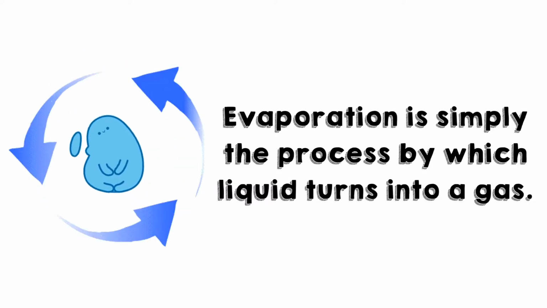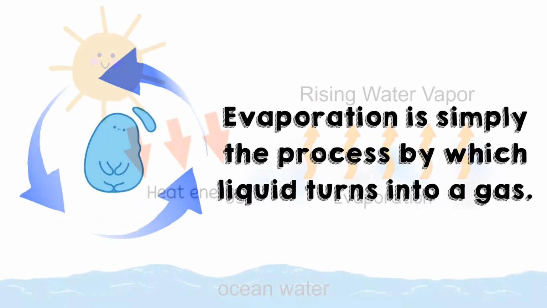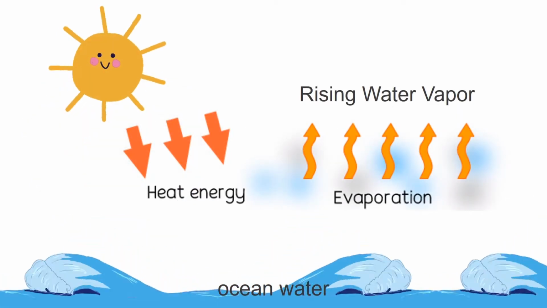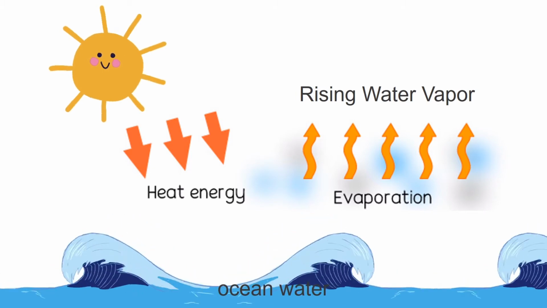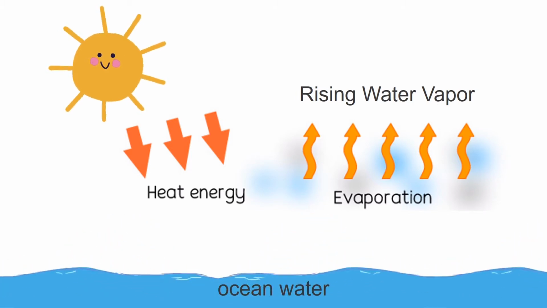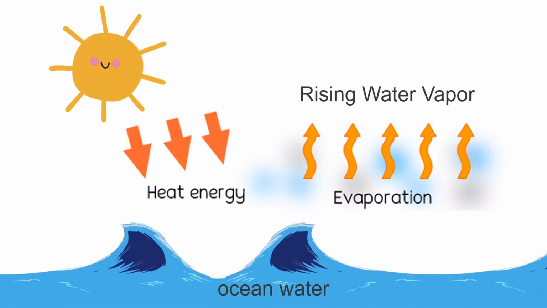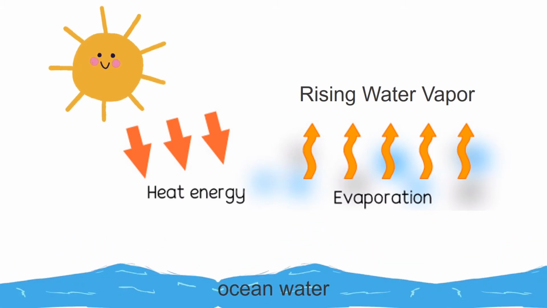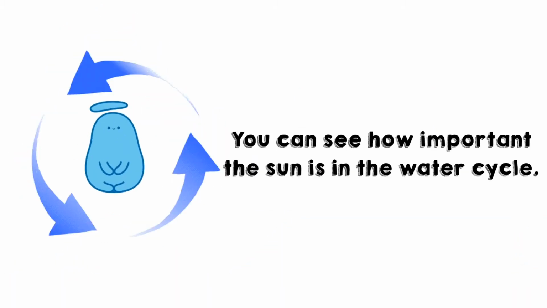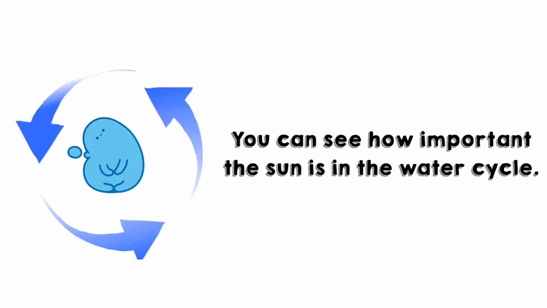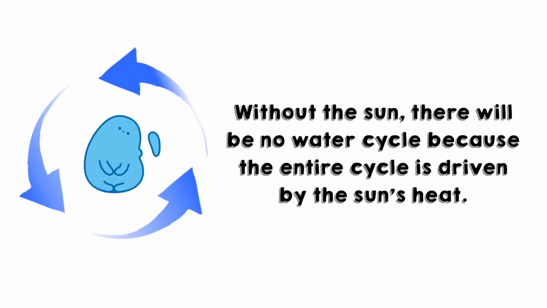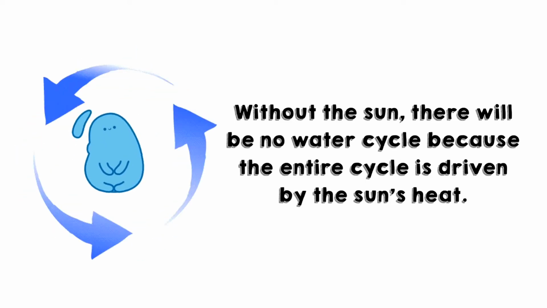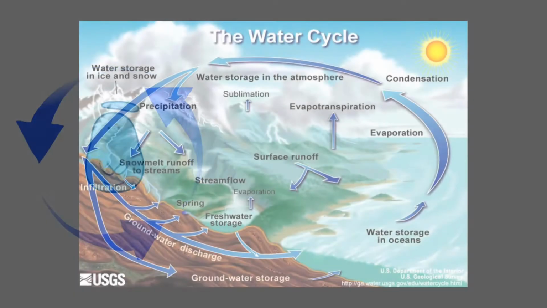Evaporation is simply the process by which liquid turns into a gas. The water cycle's evaporation process is driven by the sun. As the sun interacts with liquid water on the surface of the ocean, the water becomes an invisible gas or water vapor. You can see how important the sun is in the water cycle. Without the sun, there will be no water cycle because the entire cycle is driven by the sun's heat.